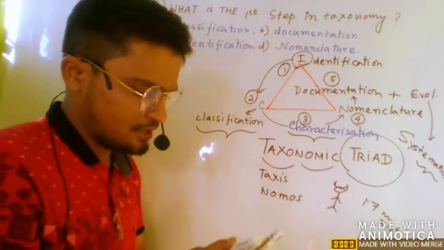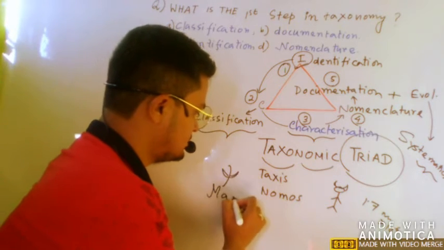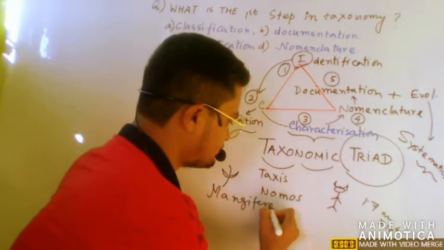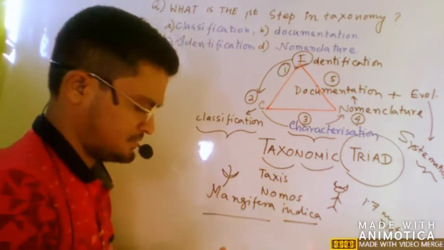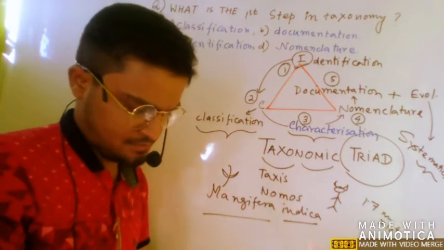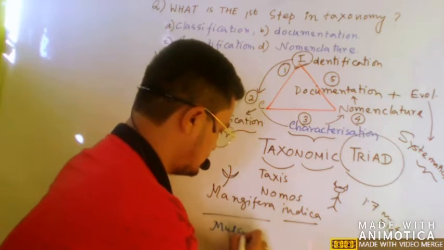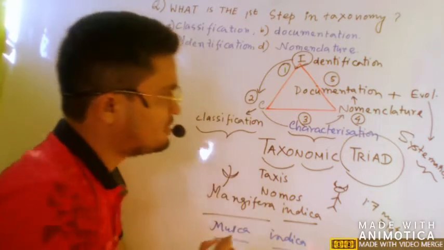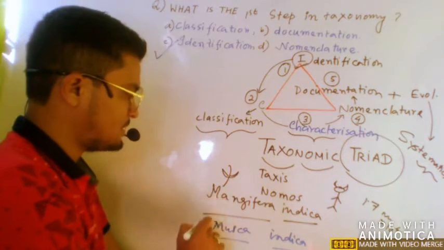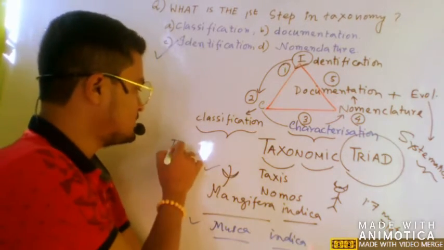Now if you want to understand it better, suppose you have a tree, Mangifera indica. That is the scientific name of this plant, the mango tree, and you have Musca indica, which is an insect. First you have to identify whether it is an animal or a plant. So it's a plant. So the first step, identification, is done.